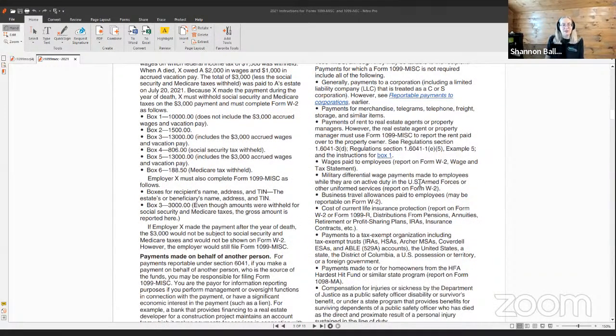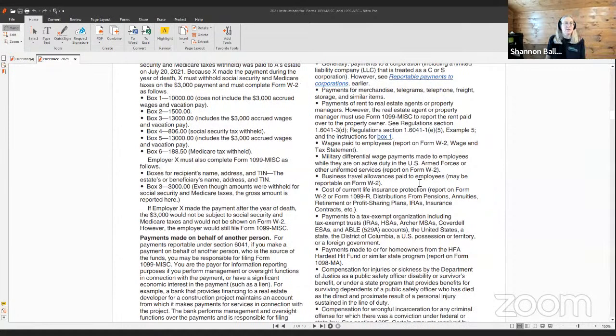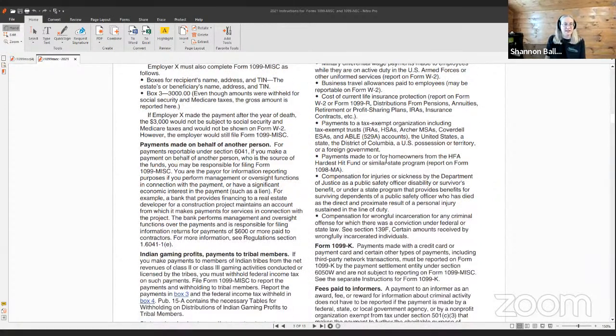Employer X must also complete a Form 1099-MISC as follows. Boxes for the recipient's name, address, and TIN, the estate or beneficiary's name, address, and TIN. Box 3, $3,000. Even though amounts were withheld for Social Security and Medicare taxes, the gross amount is reported here. If employer X made the payment after the year of death, the $3,000 would not be subject to Social Security and Medicare taxes and would not be shown on Form W-2. However, the employer would still have to file a Form 1099-MISC.